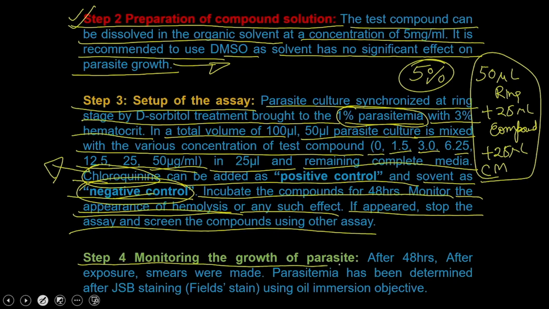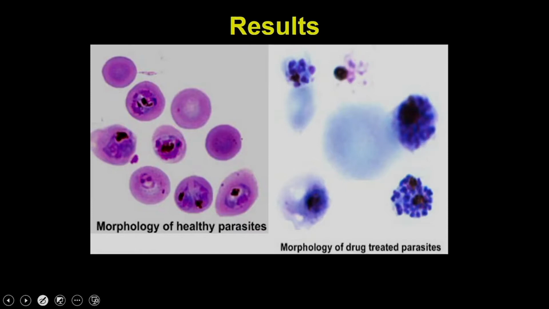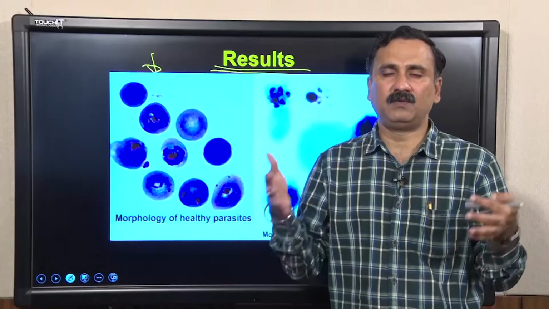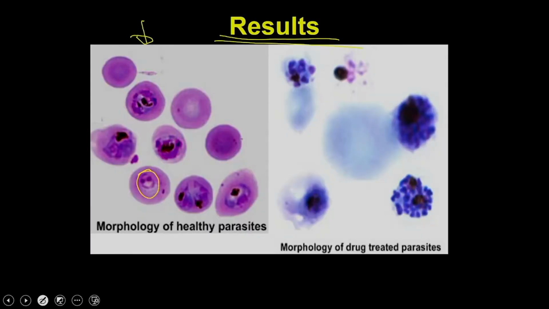So, in step 4 you are going to monitor the growth of the parasites. After the 48 hours you are going to make a smear, and the parasitemia has to be determined after the Giemsa staining, using an oil immersion objective. And these are the results you are going to see. These are the healthy parasites. If there is no inhibition by the compound, then you will see the ring getting converted into all the other stages of the parasite, like the trophozoite and schizonts and all that.